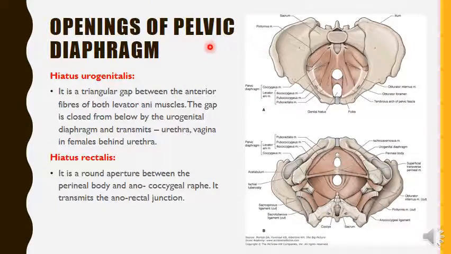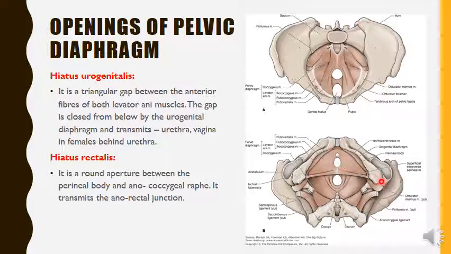Then the openings of the pelvic diaphragm. The openings are the hiatus urogenitalis and the hiatus rectalis. Where is this hiatus urogenitalis present? On two sides, these are the anterior fibers of the levator ani, right? In between the two anterior fibers you are seeing this triangular gap, and the gap is closed from below by the urogenital diaphragm. And what does this transmit?